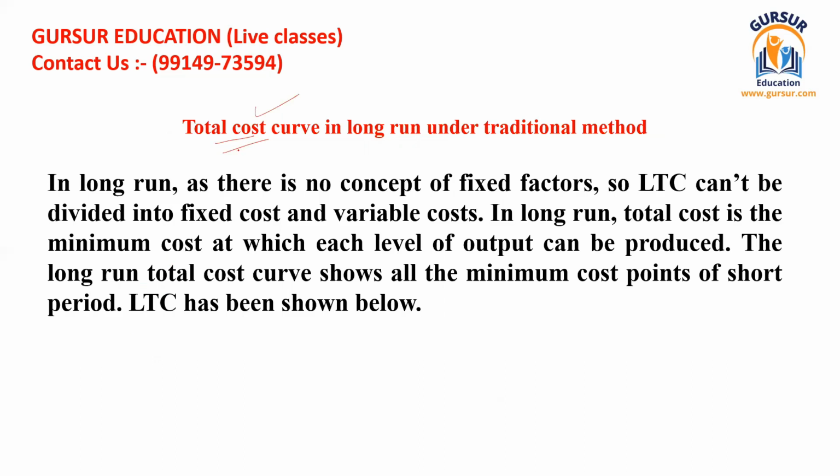Okay, so in the long run, there is no concept of a fixed factor. That is why LTC cannot be divided into fixed cost and variable cost. Okay, in the long run, total cost is the minimum cost at which each level of output can be produced. So it again covers all the short run total cost. The long run total cost curve shows all the minimum cost points of the short period.